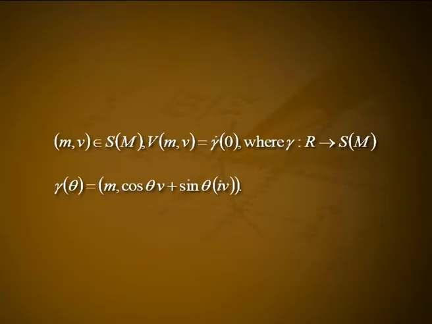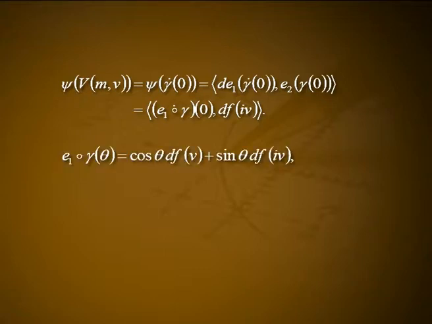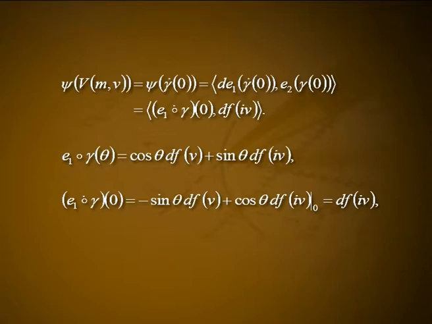For (m,v) an element of S(M), the vector v at (m,v) is equal to gamma dot 0, where gamma from R to S(M) is given by gamma(theta) is equal to (m, cos theta v plus sin theta iv). Hence, psi of the vector v at (m,v) is equal to psi(gamma dot 0), which is equal to the inner product <dE1(gamma dot 0), E2(gamma dot 0)>, which is equal to <d(E1 composite gamma)(0), df(iv)>. But E1 composite gamma of theta is equal to cos theta df(v) plus sin theta df(iv), so that d(E1 composite gamma)(0) is equal to minus sin theta df(v) plus cos theta df(iv) at 0, which is equal to df(iv), and psi of the vector v at (m,v) is equal to 1.